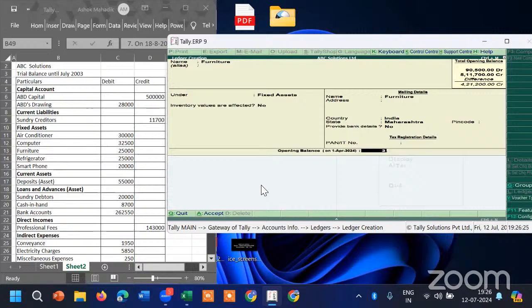Furniture has a balance of 25,000. Debit, yes. Refrigerator, the fixed asset again, value 25,000. Debit, yes. Then smartphone, again under fixed asset. Value is 20,000.